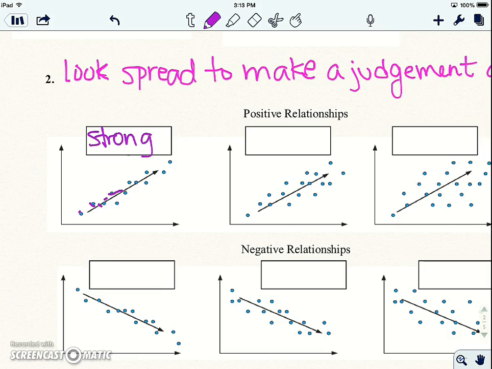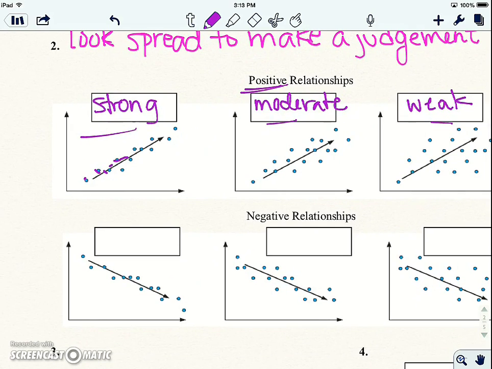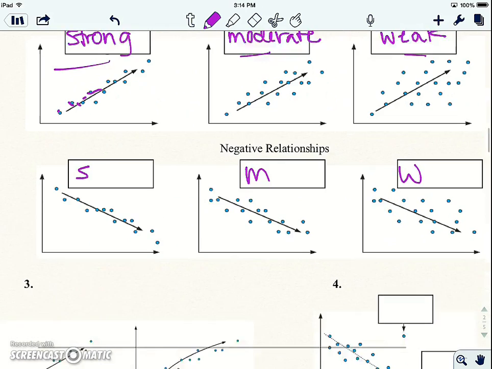here I would say moderate, and this one is pretty weak. There's still an upward trend, but it's weak. And so you always say positive strong, positive moderate, positive weak. And similarly here, this would be negative strong, negative moderate, or negative weak.